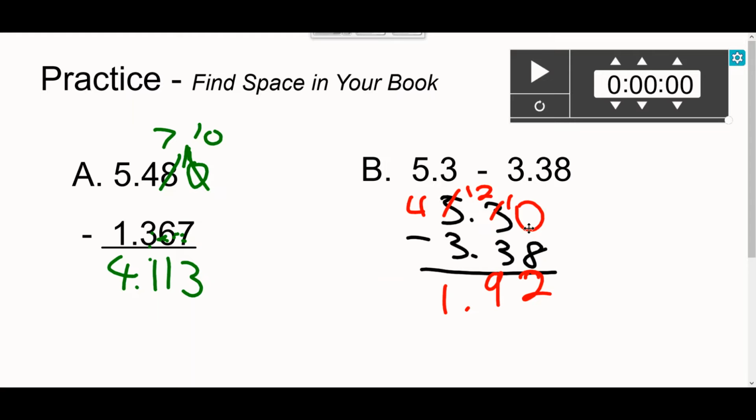All right, same thing on this. Line up the decimals, put a trailing 0, and then subtract.